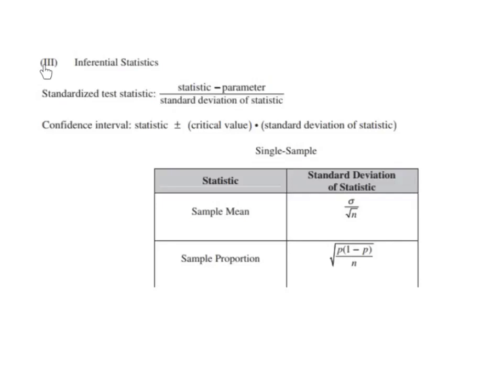But the Roman numeral 3 is inferential statistics. And again, this is the whole point of stats, right? We've talked about good samples. We've talked about using probability. We've talked about displaying data. But really it comes down to we are trying to project onto the population based on a sample. Going down here to confidence intervals: statistic plus or minus critical value multiplied by standard deviation of statistic.